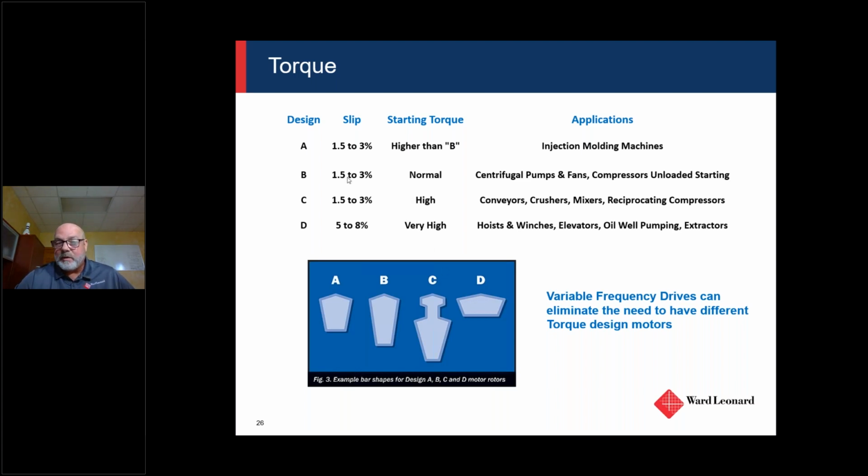Design B is pretty standard. I'd say probably 80% of all the motors out there are design B, which would be that construction of a rotor bar. It's about 1.5 to 3% slip, with normal starting torque. But if we did need anything else, then we can do that with the design of the rotor. A variable speed drive can eliminate the need to have these, because you're able to program in whatever requirements you need the motor to do from a starting perspective, right? So you can just go with the standard design B type of motor as long as it's VFD rated, and we can make it work.